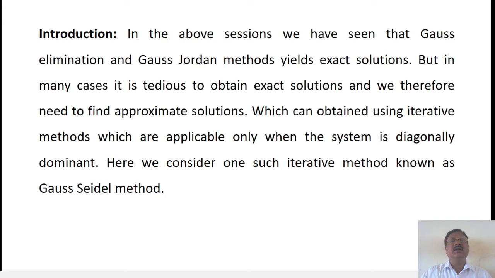Now why do we need iterative methods? Let us see in the introduction. In the above sessions we have seen that Gauss elimination and Gauss-Jordan methods yield exact solutions. But in many cases it is tedious to obtain exact solutions and we therefore need approximate solutions, which can be obtained using iterative methods. It is applicable when the system is diagonally dominant, as we have seen in the above diagonally dominant system. And one such method which we derive is the Gauss-Seidel method.